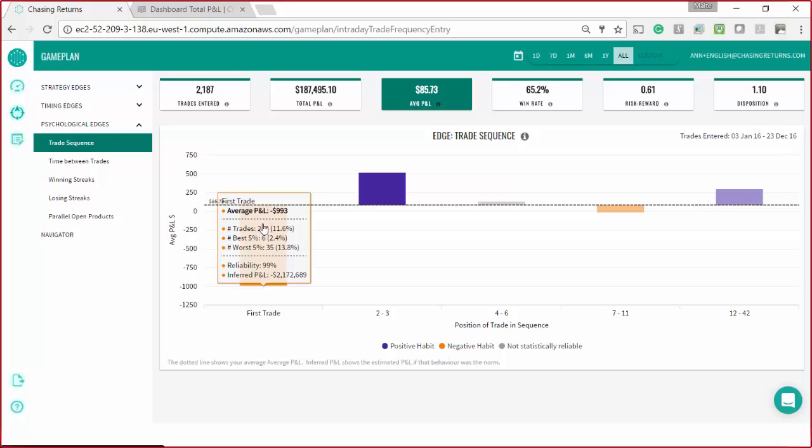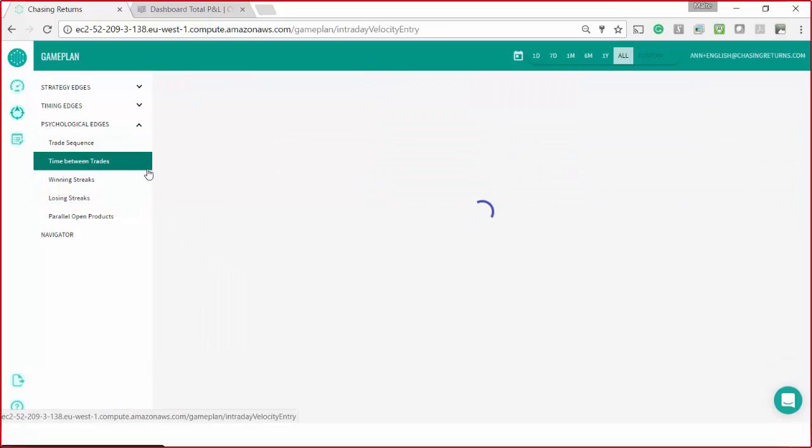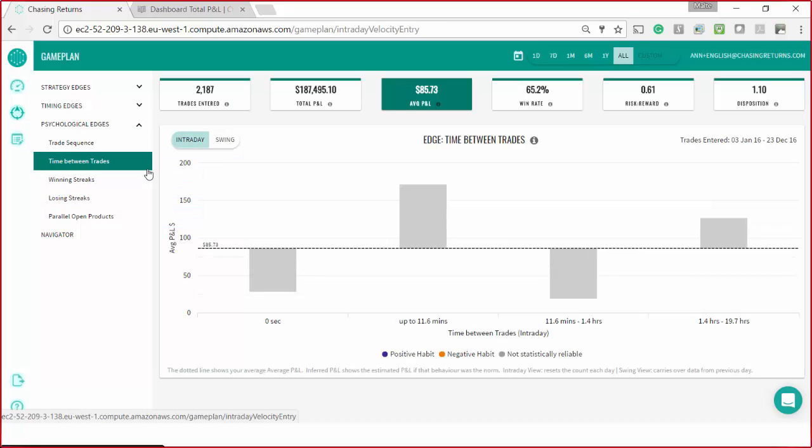So we're just going to go through some of the other psychological ones. In this particular account, let's stick with average P&L and let's go to time between trades. I just want to explain to everybody what it is. So what time between trades is doing is it's saying, when you get out of a position, how long do you wait to jump back into the market?